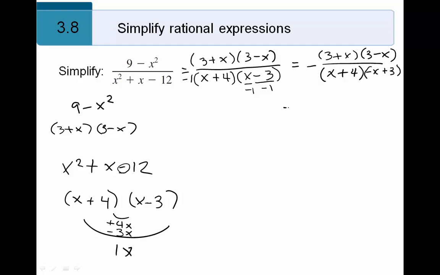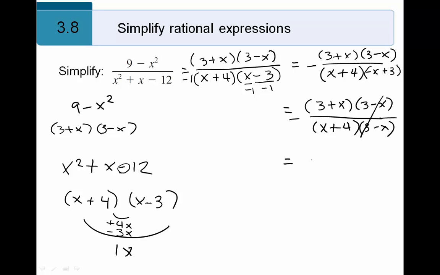So now, I really don't need to rewrite this again, but just so you can see it, I have 3 plus x times 3 minus x, and that's negative, over x plus 4 times 3 minus x. So now you can see 3 minus x divided by 3 minus x is 1. So we're left with negative 3 plus x, we don't really need our parentheses anymore, over x plus 4.